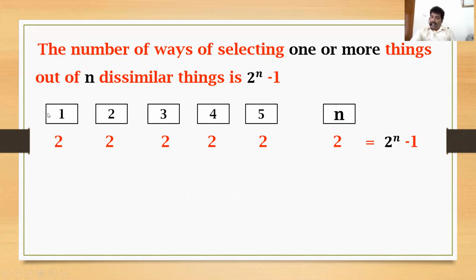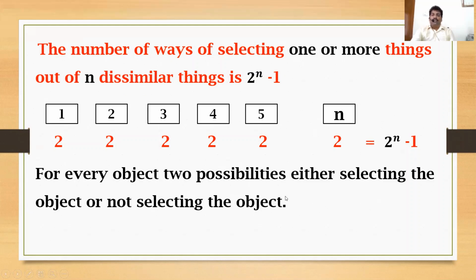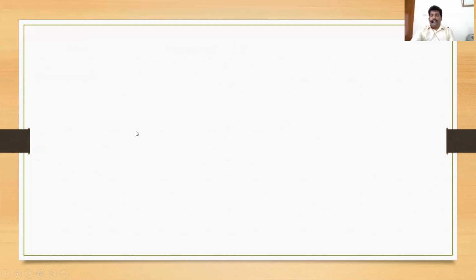Suppose you're in the not selecting case: if you take all, you won't select anything out of the given n things. But in the given statement, it is selecting one or more. So that's why the not selecting case, where all are not selected, you have to subtract. So that's why 2 to the power of n minus 1. Now one example we'll see based on this concept. For every object here, 2 possibilities, either selecting or not selecting the object. So that's why 2 chances are there.